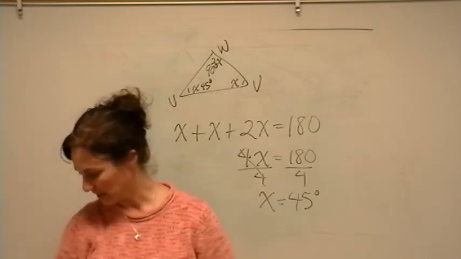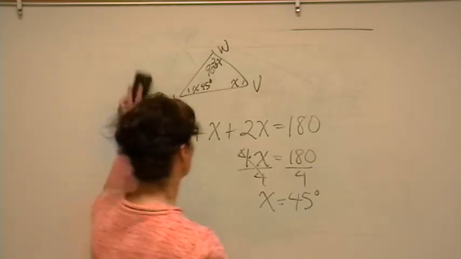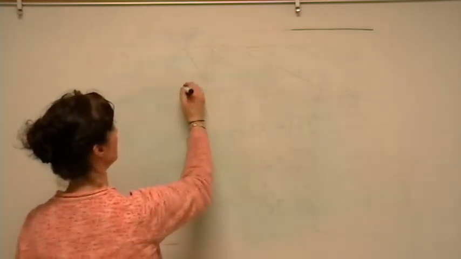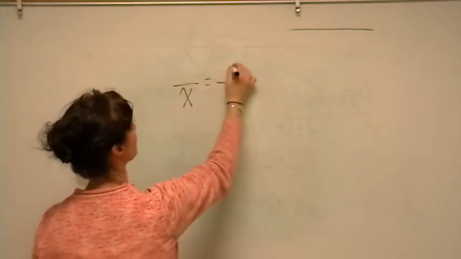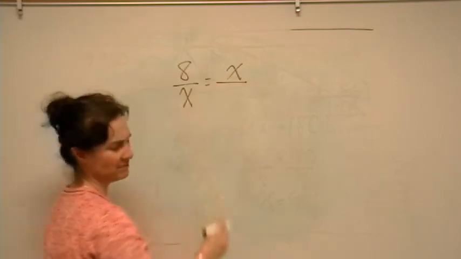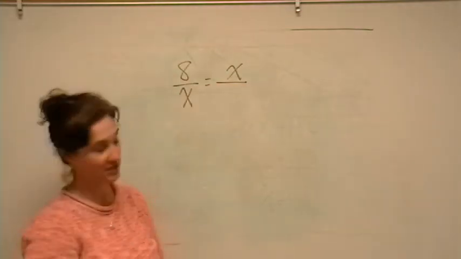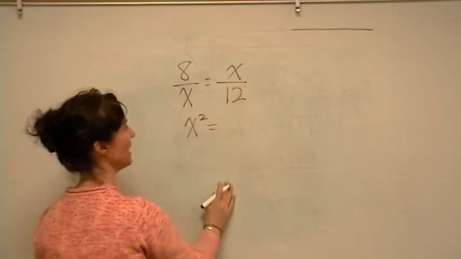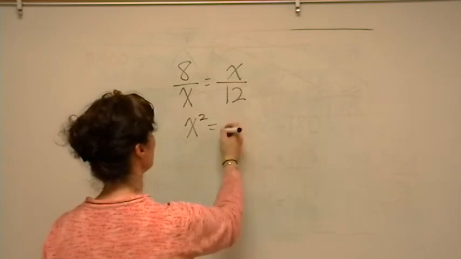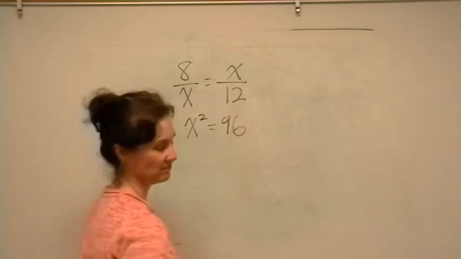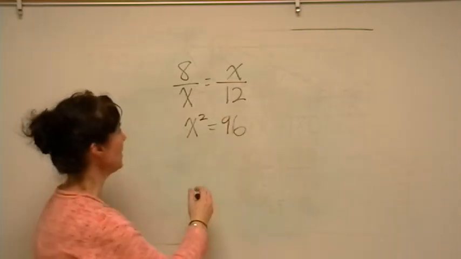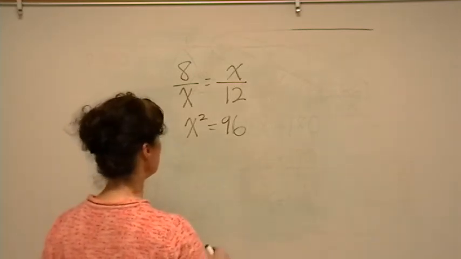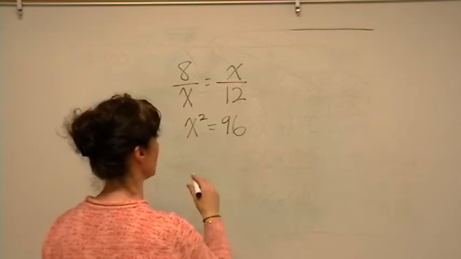Find the geometric mean of 8 and 12. And you can actually write this out as a proportion if you want to. X down here, X up here, and 8 and 12. Okay, so we get x squared is equal to 8 times 12, which is 96. Okay, and then we need to be looking for perfect squares that can come out of that.